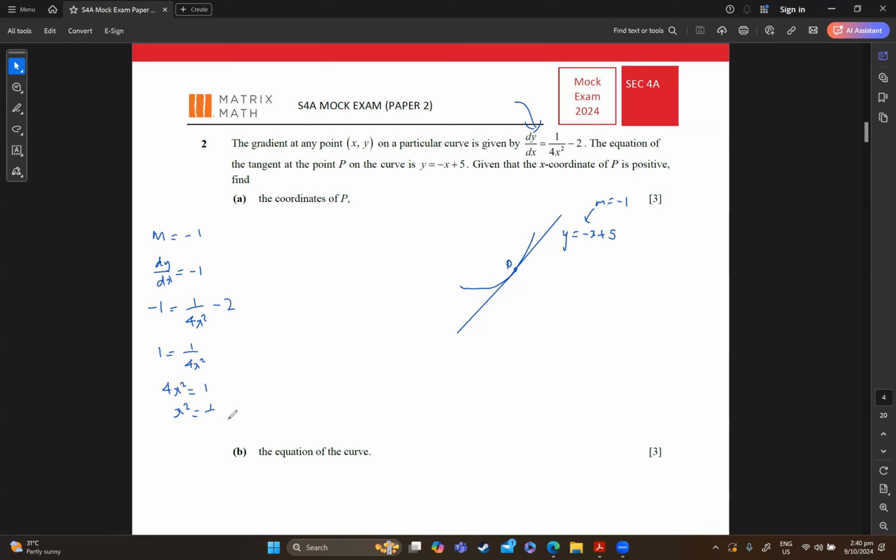X squared equals 1 over 4. So you will have two values. One is x equals half or x equals minus half. Since the x coordinate of P is positive, we simply reject this. And you just write down when x equals half, y equals. Take note, point P also sits on the linear line y equals minus x plus 5. So just throw it inside here. So it's 4.5. So the coordinate of P is half, comma, 4.5. Okay, part B. Find the equation of the curve.